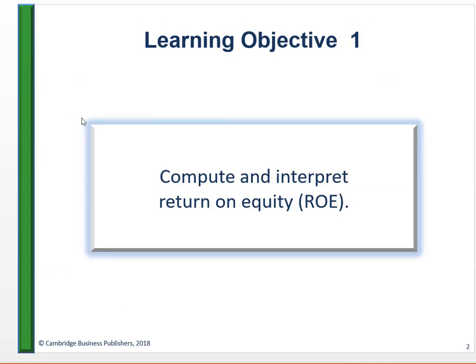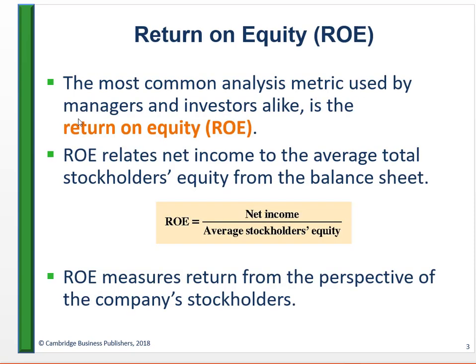Okay. Our first learning objective in Module 3 is to compute and interpret ROE. Here's the calculation, as you're probably aware of it from your finance prerequisite, or maybe even your accounting prerequisite. You should be familiar with terms like net income and average stockholders' equity.